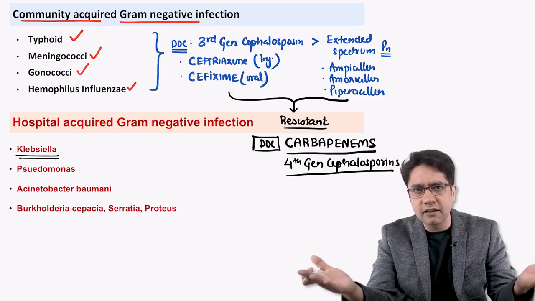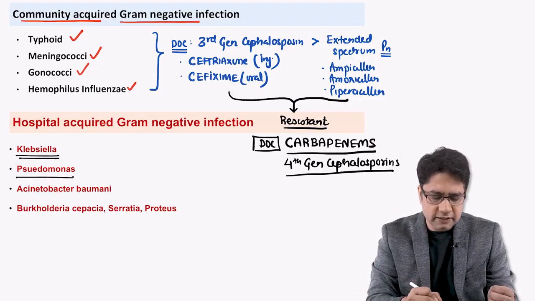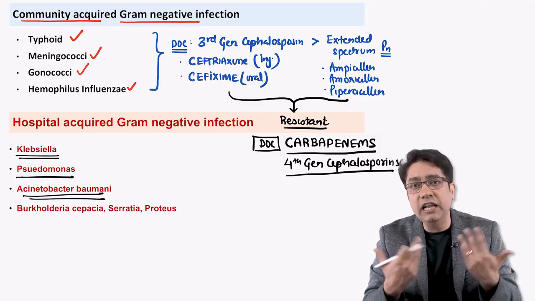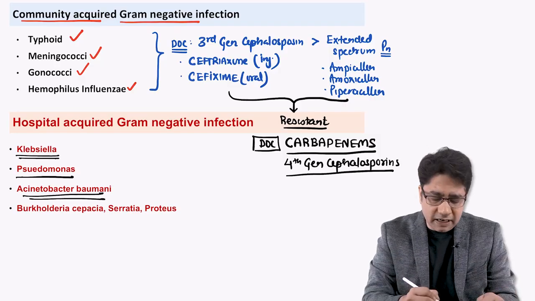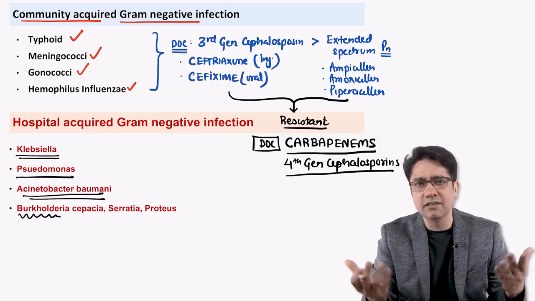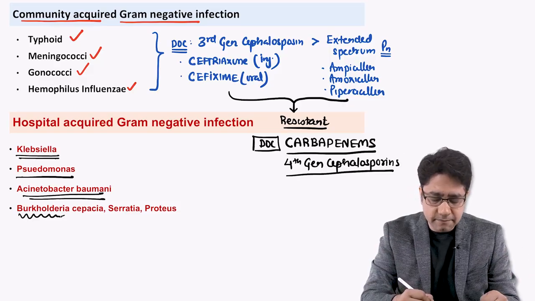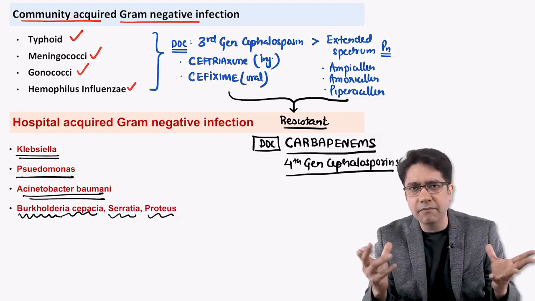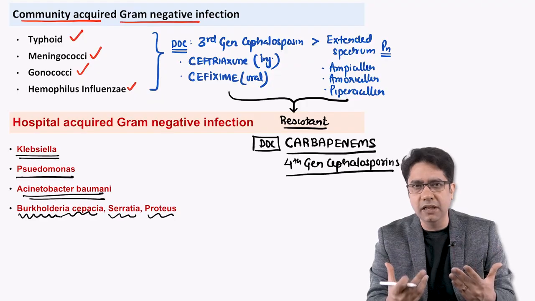From you to any other person? Rarely. Pseudomonas, Acinetobacter baumannii, ventilator associated pneumonia. Similarly, very peculiar names like Burkholderia cepacia, Serratia, Proteus. So any different name comes which you have not heard very commonly.